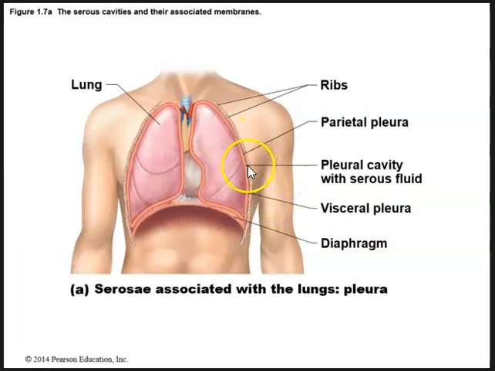Okay, and then the space between the two layers is known as the pleural cavity, and that's where we have serous fluid. This fluid is very important because it allows the two layers to slide past one another, especially with the lungs, because we know that the lungs expand when we bring air into the lungs, and then they retract when we blow air out of the lungs. Movement between the two layers is possible because of that serous fluid within the pleural cavity.